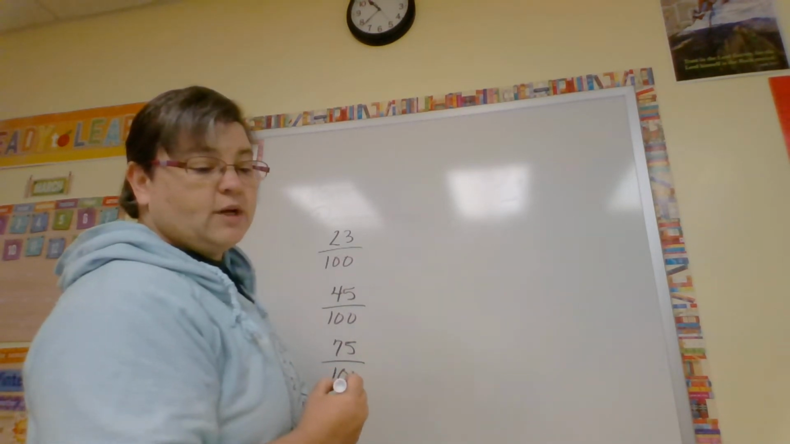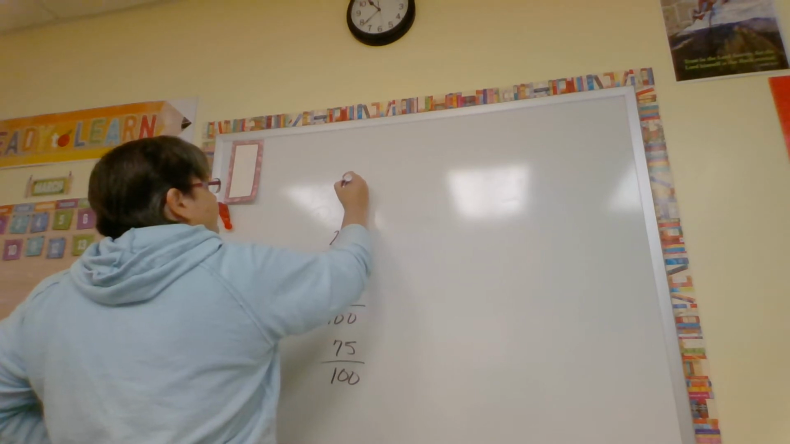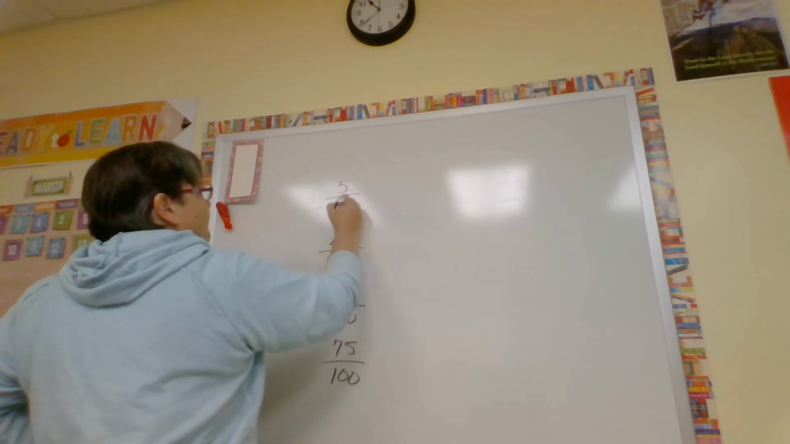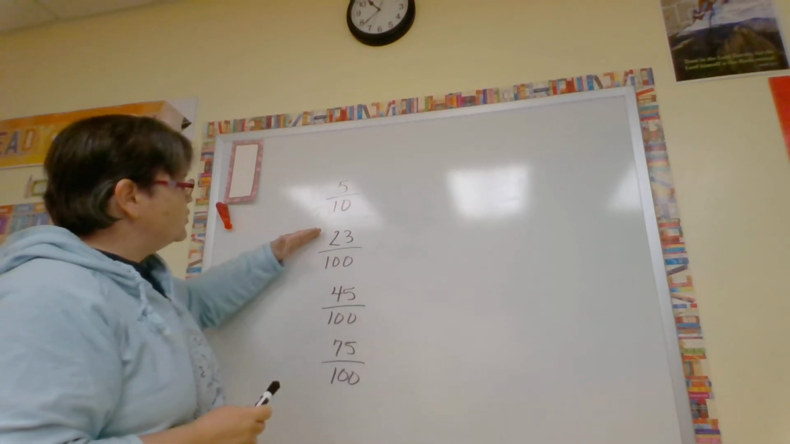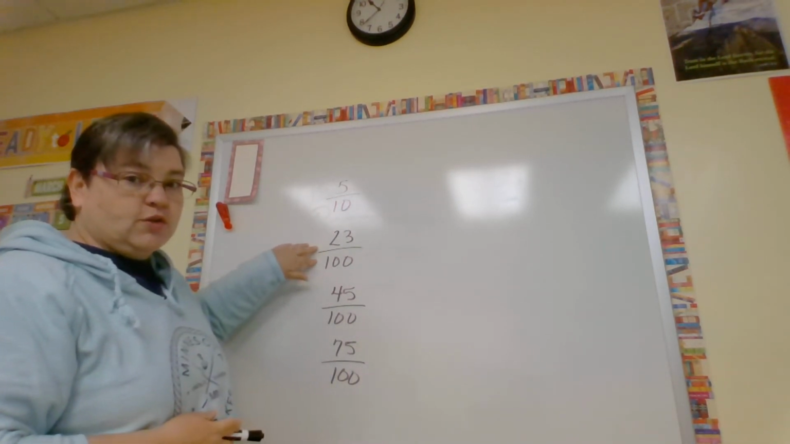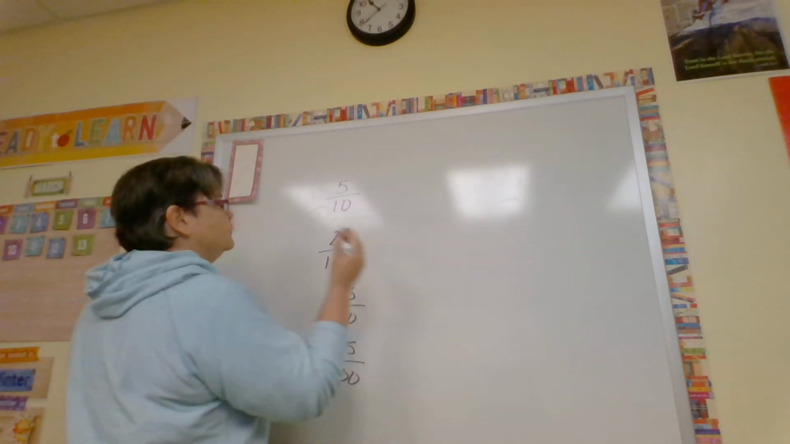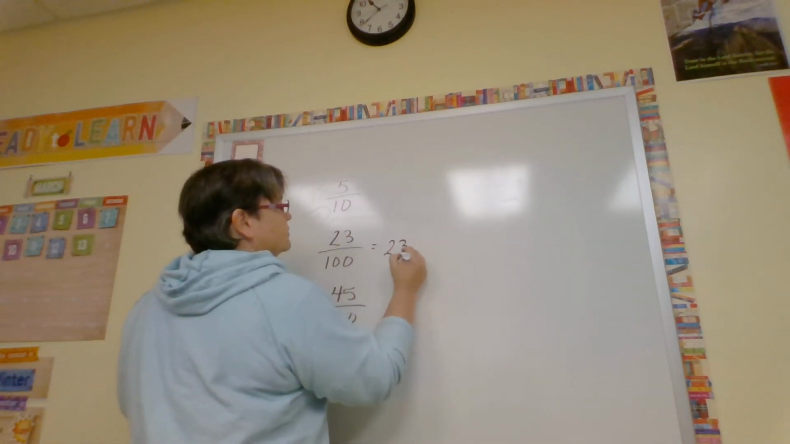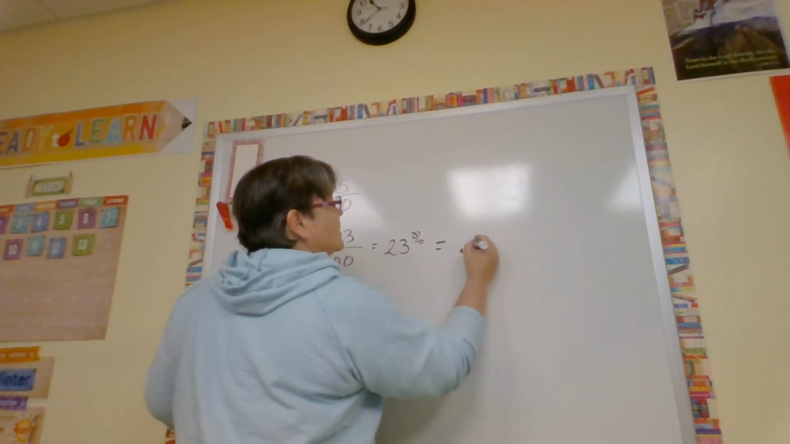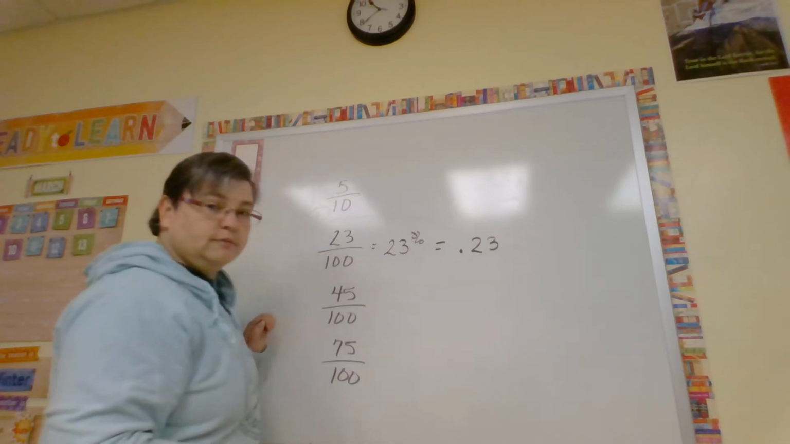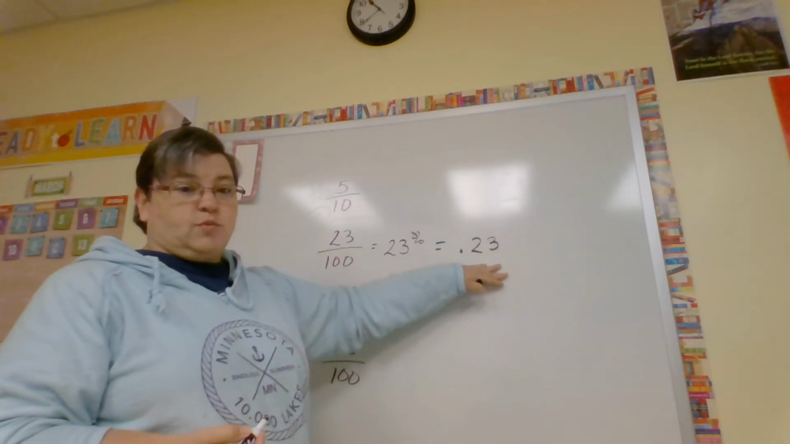I put the toughest one at the top. We'll do that one last. So let's look at this. This is 23 out of 100. So we can write that as 23%. We can write that as 23 cents out of $1. So I've written it as a fraction, a percentage, and a decimal.